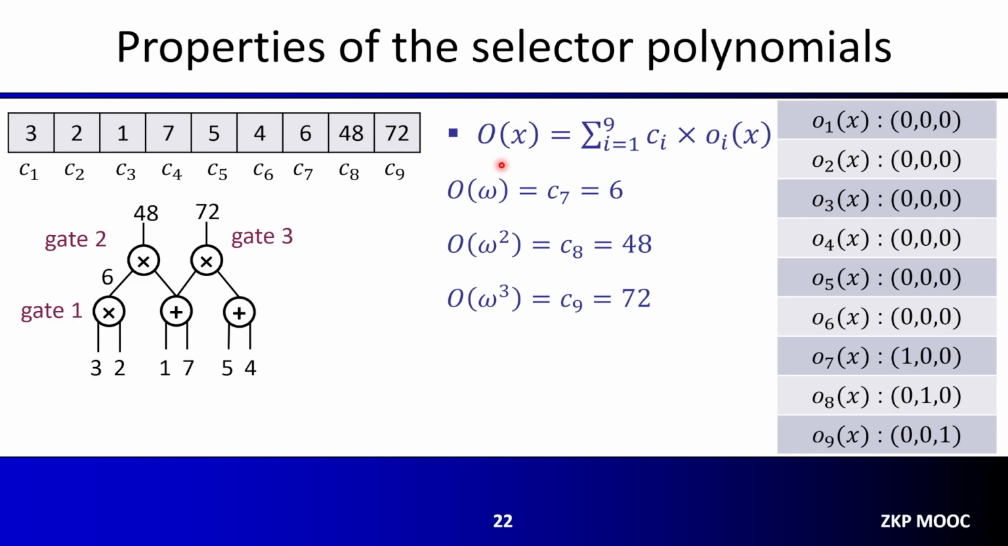And we have the definition of this capital O of x as the summation of Ci times Oix using this table. For a similar reason, when you evaluate Oix at different powers of roots of unity, it is essentially selecting the output of each multiplication gate. So O of omega equals C7 because it's non-zero, and that is the output of gate 1. O of omega square is the output of gate 2, and O of omega cube is the output of gate 3. That completes the definition of these three sets of selector polynomials.